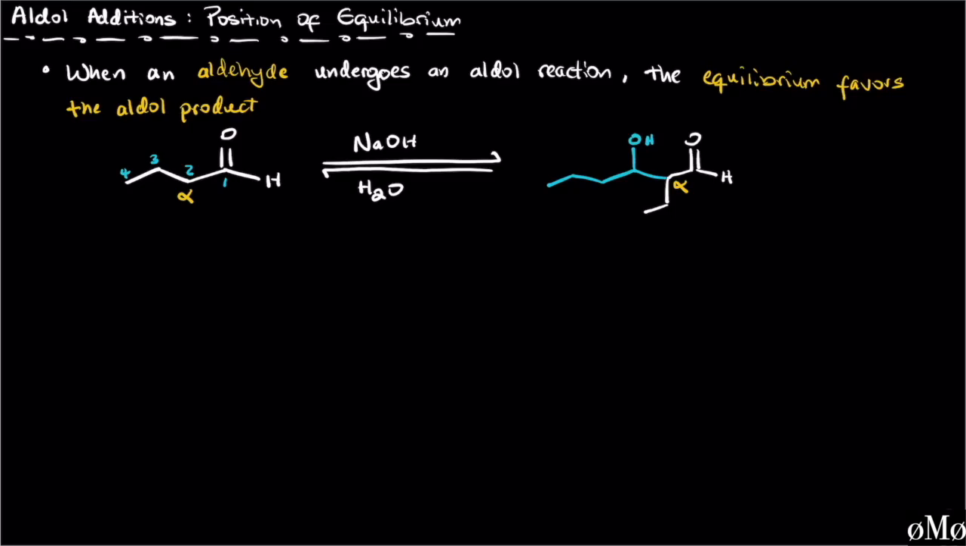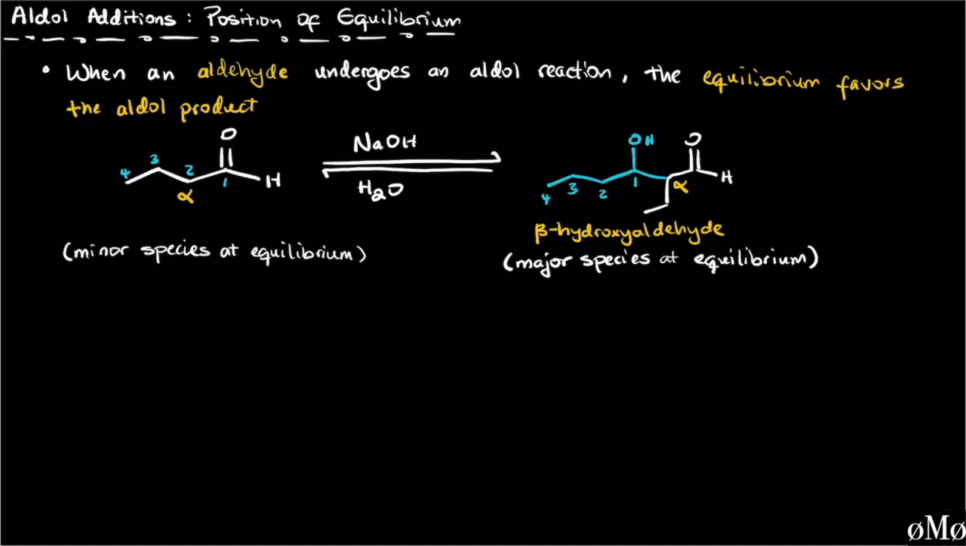And so one way you can do this is just count the number of carbons on that aldehyde chain and make sure that you are following along when you add on the extra aldehyde to the aldehyde that became an enolate. Okay, so this would be your aldol addition product, or your beta-hydroxy aldehyde. And so what we're saying is that at equilibrium, the major species is actually the beta-hydroxy aldehyde, and the minor species would be the remaining aldehydes in the solution.